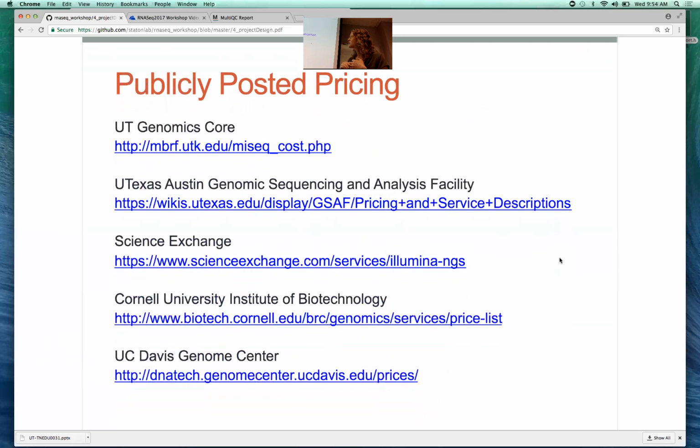I have worked with the UT Genomics Core and the University of Texas at Austin Genomic Sequencing Service Core. They're both really good at helping you with your experimental design. And sometimes you have to be very careful when you're reading pricing lists. Sometimes there are hidden charges for QC, or an extra $10 per sample handling fee. So sometimes it's worth contacting them and trying to figure out those extra fees. But Science Exchange will also point you to lots of other places.